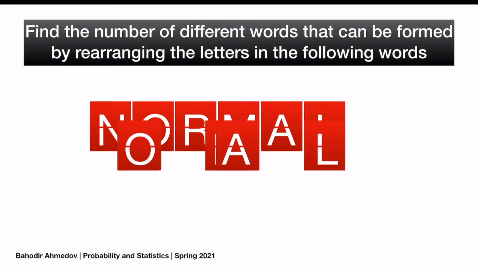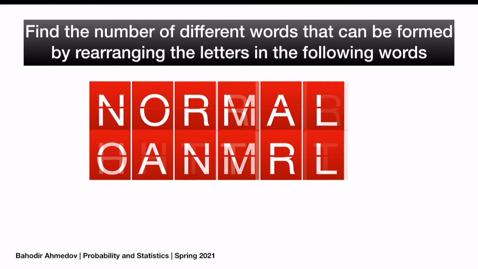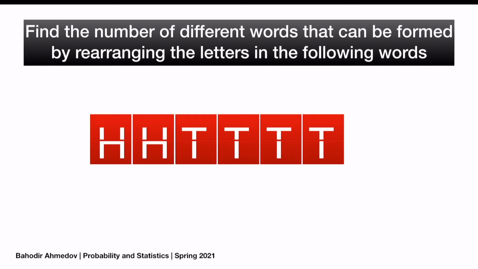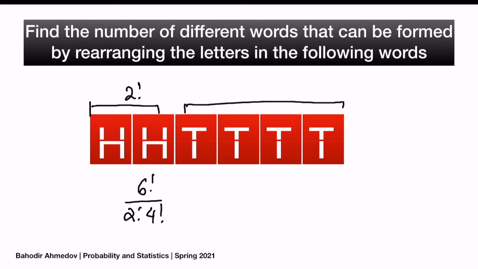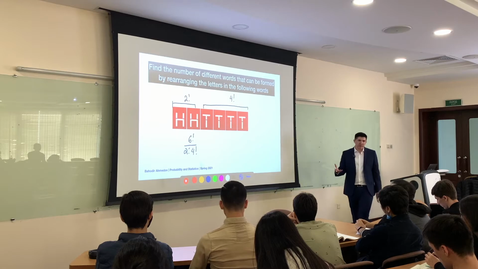So how many different words can be created by rearranging these 6 letters? 6 factorial over 2 factorial over 4 factorial, right? It's going to be 6 factorial over 2 factorial times 4 factorial, right? Again, you can explain this in this way: these 2 letters are the same, and these 4 letters are the same, so we are dividing out the number of the rearrangements of those letters.